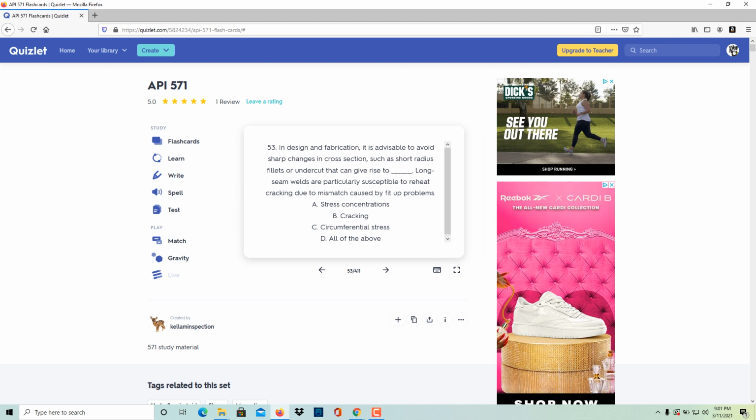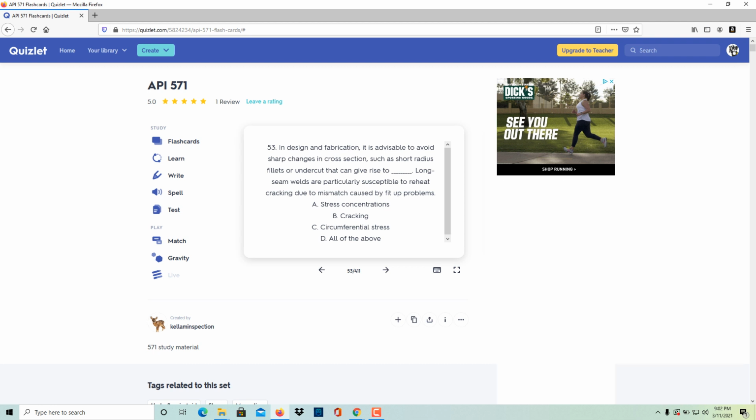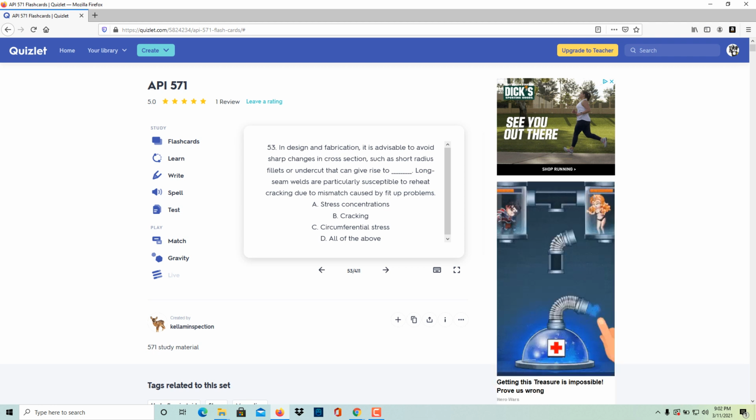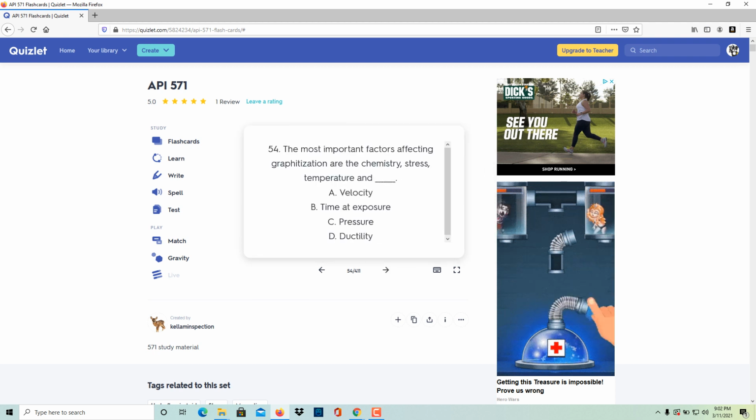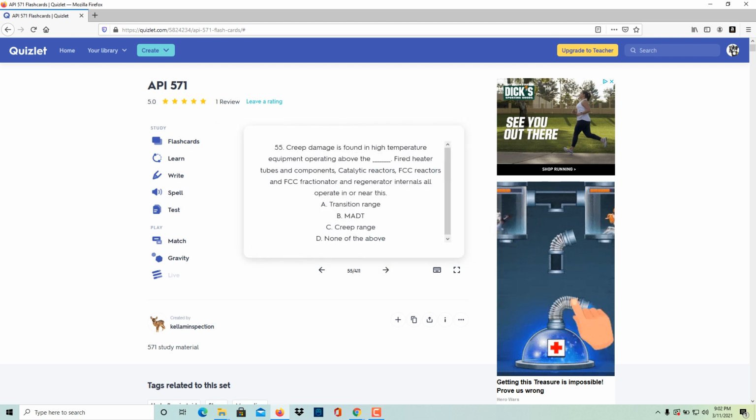53. In design and fabrication, it is advisable to avoid sharp changes in cross sections, such as short radius fillets, or undercut that can give rise to what? Stress concentrations. The most important factors affecting graphitization are the chemistry, stress, temperature, and looks like time at exposure, maybe? B. Time at exposure.